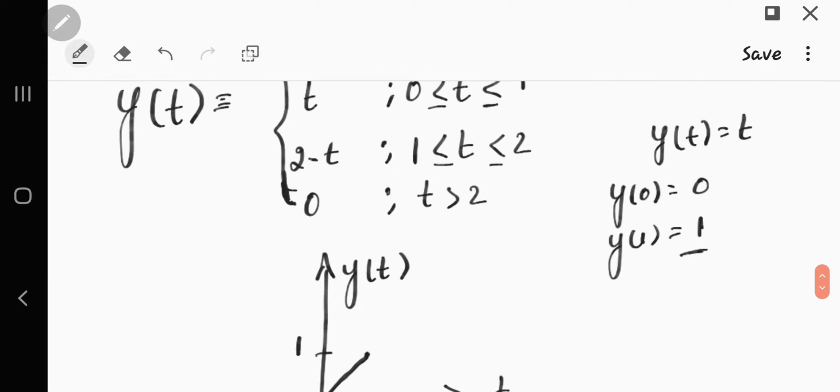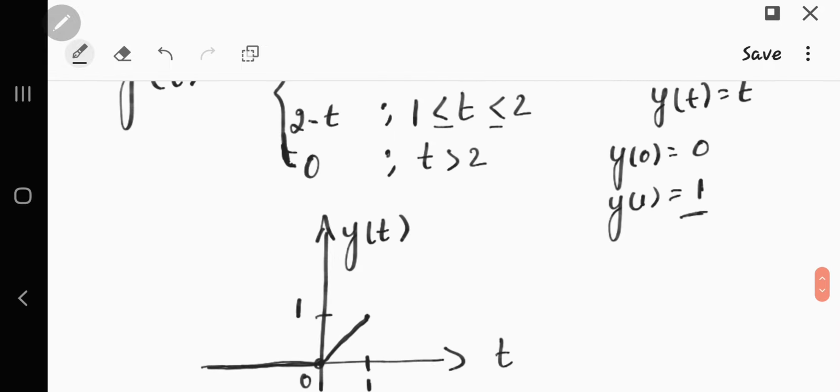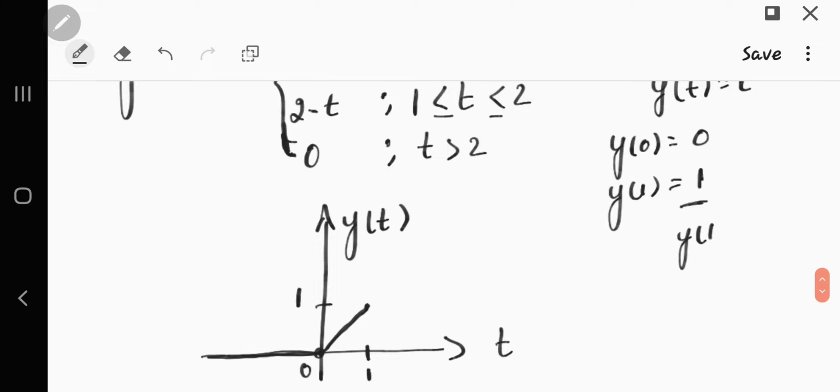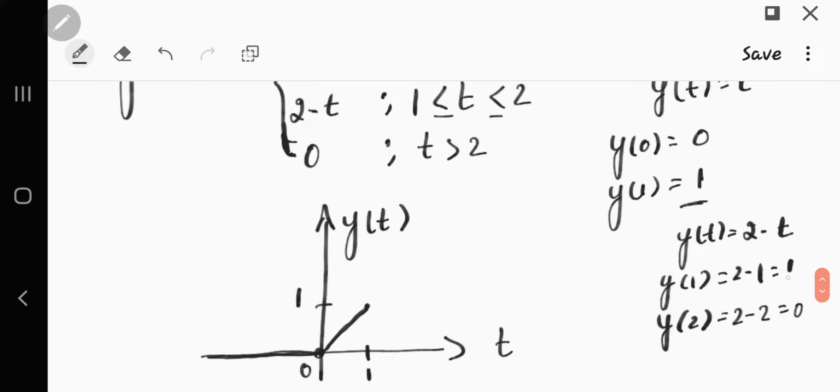Now coming to 1 to 2, what is the value? 2 minus t is there. So y of t is equal to 2 minus t. Now I want the signal between 1 and 2. Let's apply the value. Y of 1 is 2 minus 1, that is equal to 1, and y of 2 is 2 minus 2, that is equal to 0. So at y of 1, amplitude should be 1. You can see the amplitude is already 1 here.